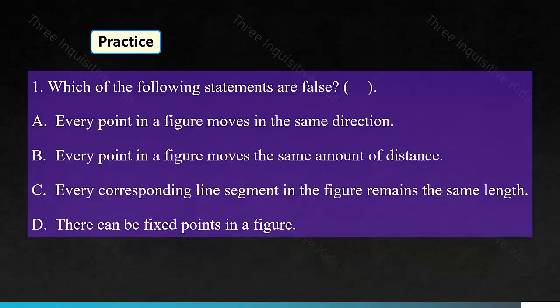Which of the following statements are false? A. Every point in the figure moves in the same direction. That is true. B. Every point in the figure moves the same amount of distance. That is also true. C. Every corresponding line segment in a figure remains the same length. That is also true because the size and shape does not change. D. There can be fixed points in a figure. Well, translating is all about not being fixed. It's about moving. So D would be our answer.